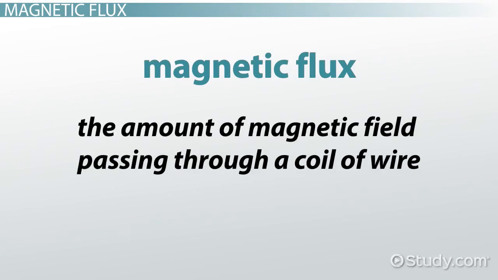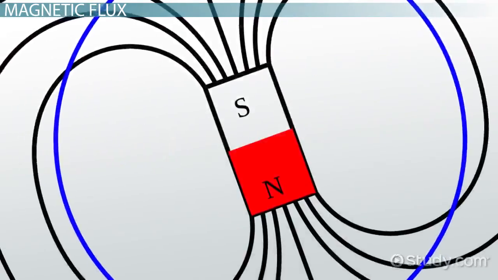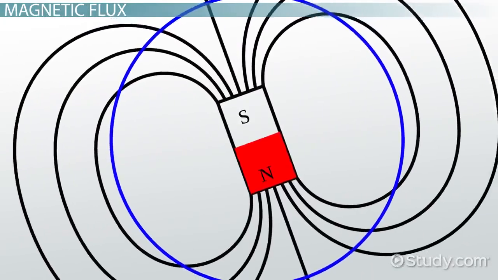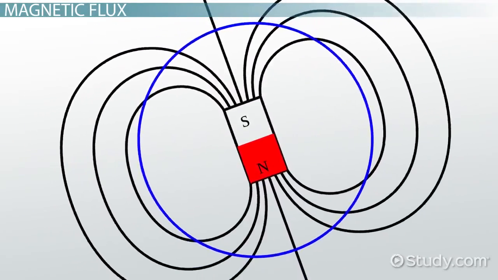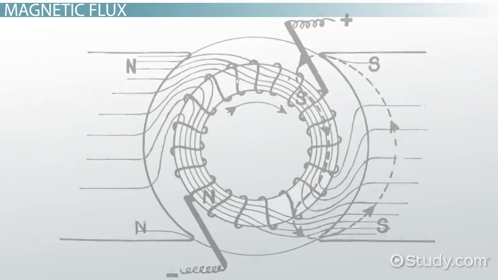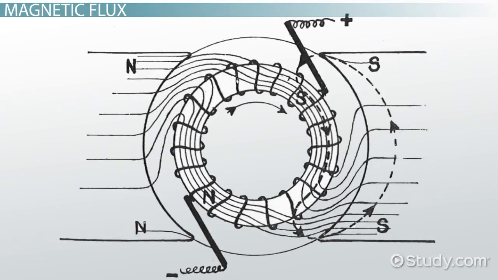Faraday discovered that changing the amount of magnetic field passing through a coil of wire, a quantity called magnetic flux, would induce a current in the wire. So, what exactly is magnetic flux? All magnets create an invisible magnetic field around them, and the amount of this field that passes through the center of a coil of wire is the magnetic flux through the coil.